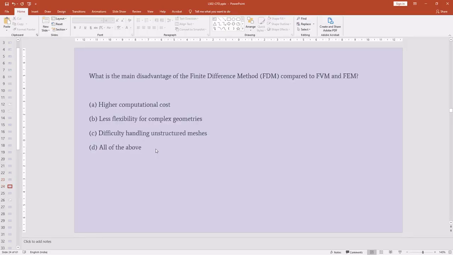So our next question: what are the main disadvantages of FDM? Sorry, what are the main disadvantages of the finite difference method over the other two, that is, the finite volume method and the finite element method?